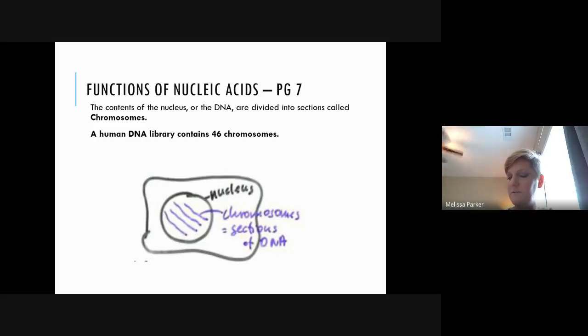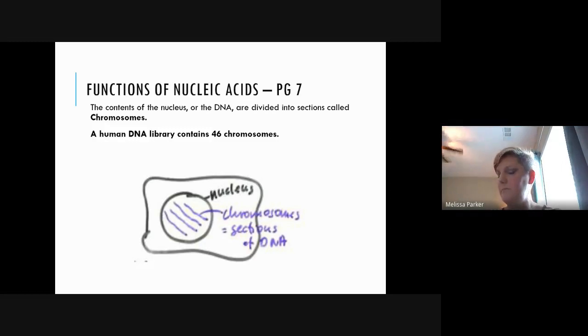Number 2 is the difference between DNA and RNA is. And so the answer would be D, that DNA is double-stranded while RNA is single-stranded. 3 would be the matching strands of DNA are held together by, and it would be C, hydrogen bonds.